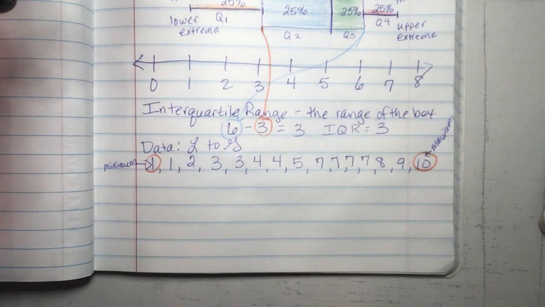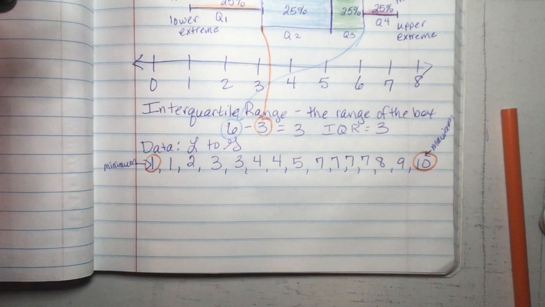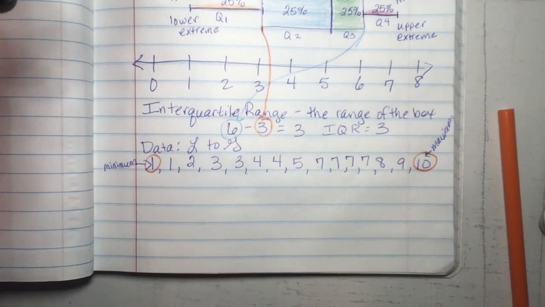Now the next piece of data we need is our median, and then we need to figure out what our quartiles are, where our quartiles begin and end. So how do we find the median? Who remembers? That's right, we have to find the number in the middle. So we say low, high, and we cross out.